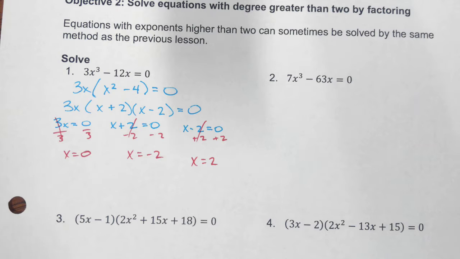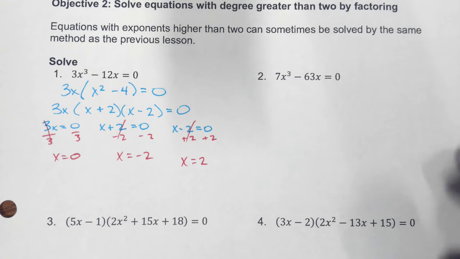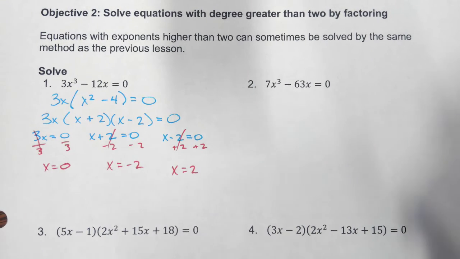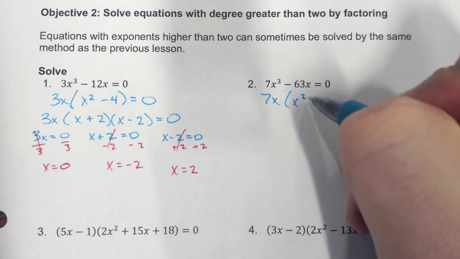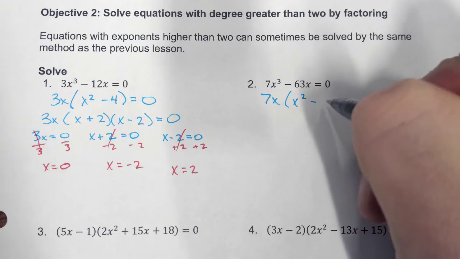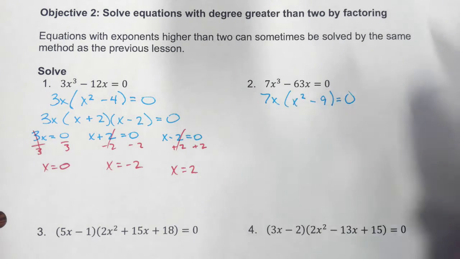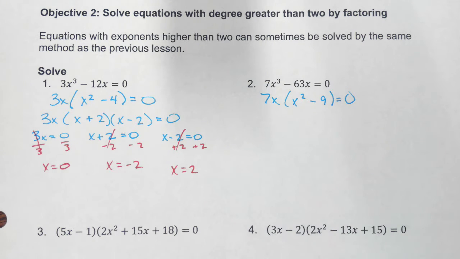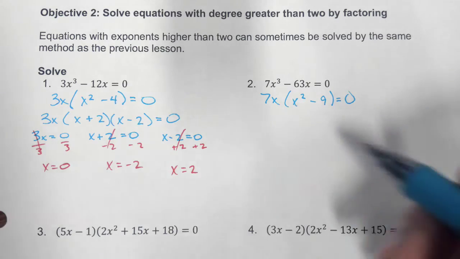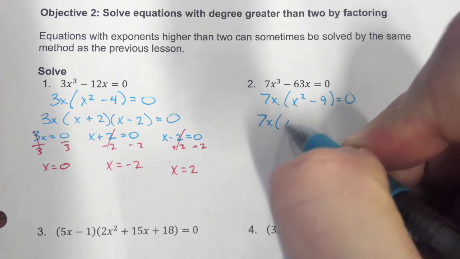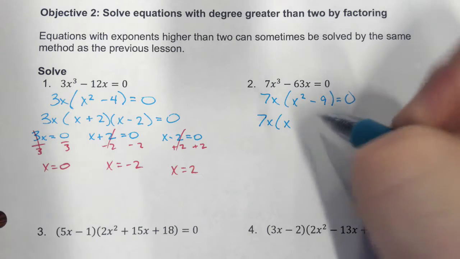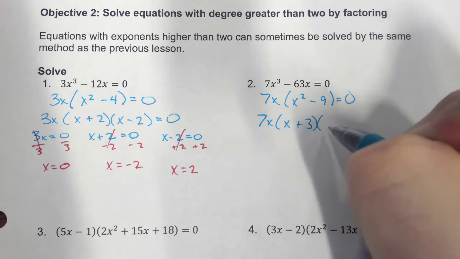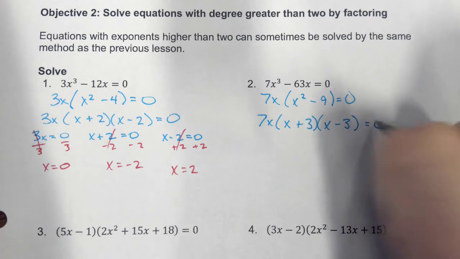Number 2 is the exact same. First, is there a GCF? Yes, they're divisible by 7 and x. That would leave you with x squared minus 63 divided by 7, which is 9. Again, look at that binomial. It's probably either going to be the cube pattern or the difference of squares pattern. This one, they are perfect squares. So what's the square root of x squared? x. What's the square root of 9? 3. So we're going to have 1x plus 3 and 1x minus 3.